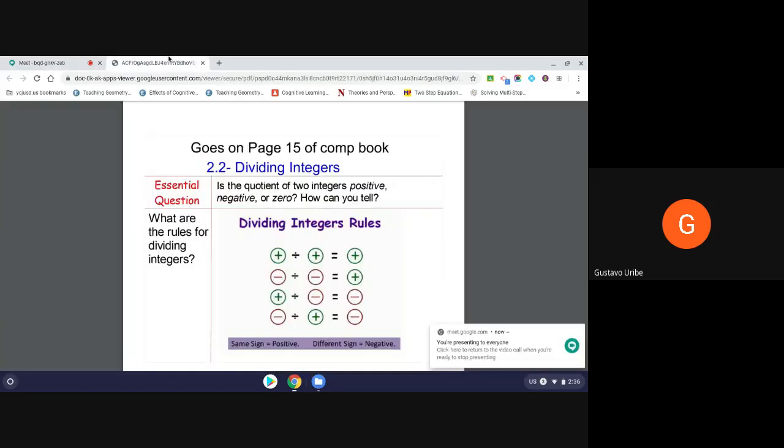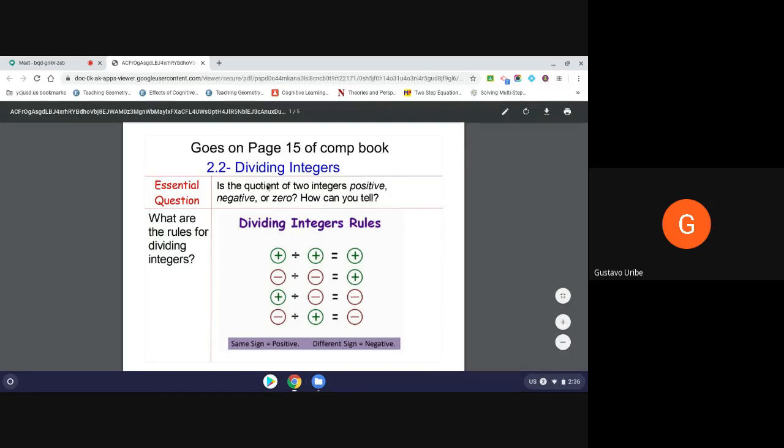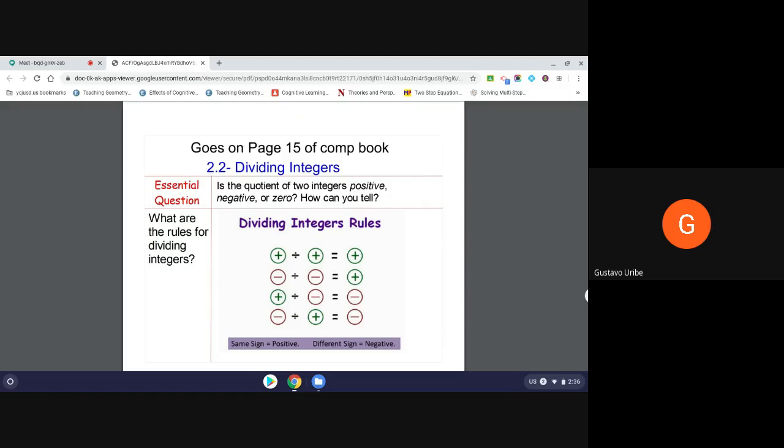For today's lesson, we will be looking at 2.2, dividing integers. Your essential question: is the quotient of two integers positive, negative, or zero? How can you tell? What are the rules for dividing integers?